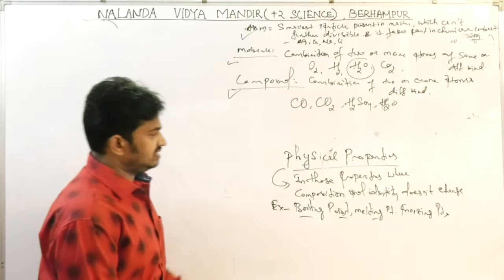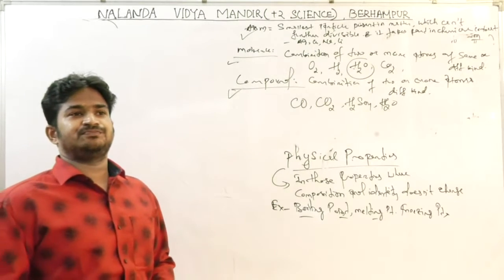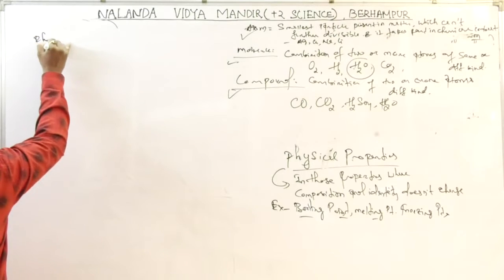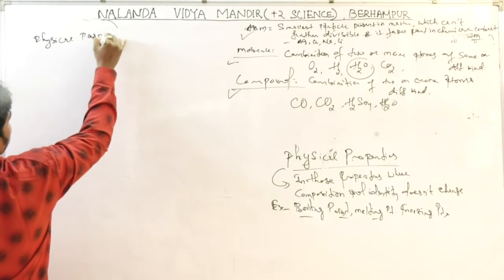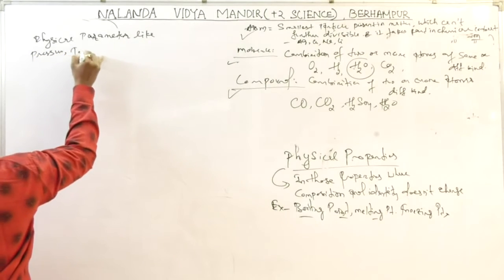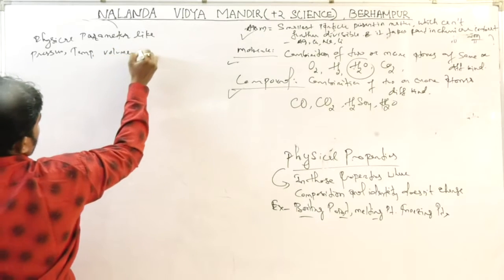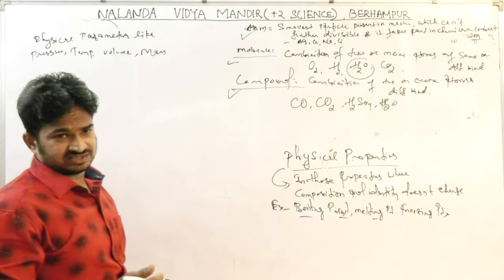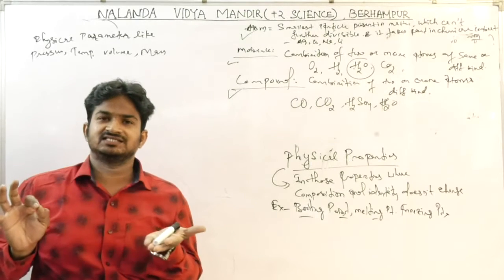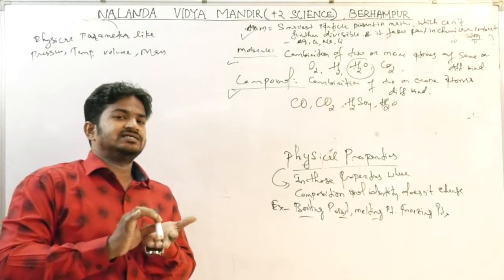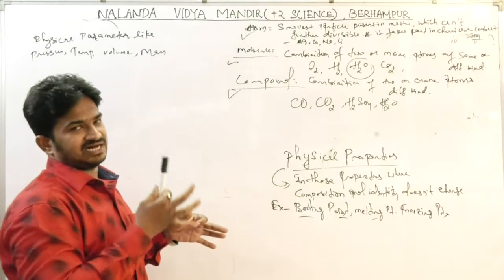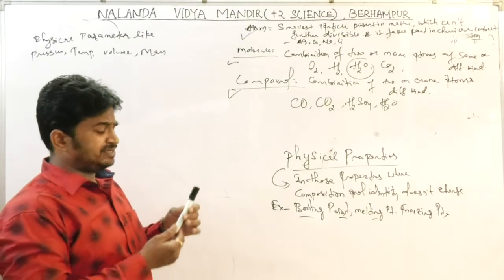While we are measuring physical properties, there are physical parameters like pressure, temperature, volume, mass. What is the mass of a particular matter? For example, this marker is matter, because it occupies some space and has some mass. When we talk about its physical properties, we mean what it looks like, what its size is, and what the mass of that marker is.